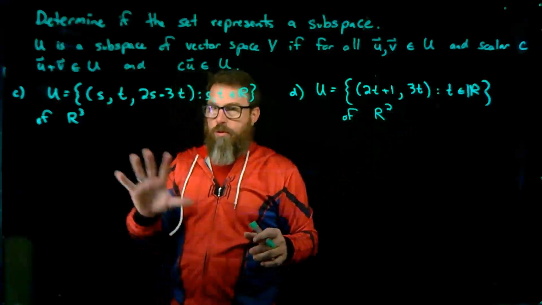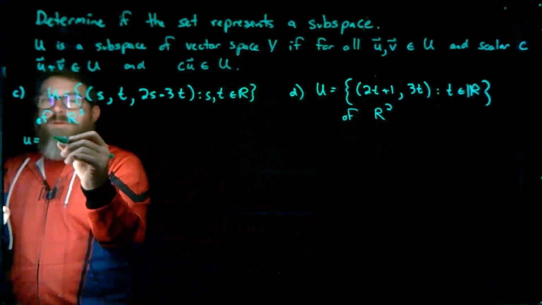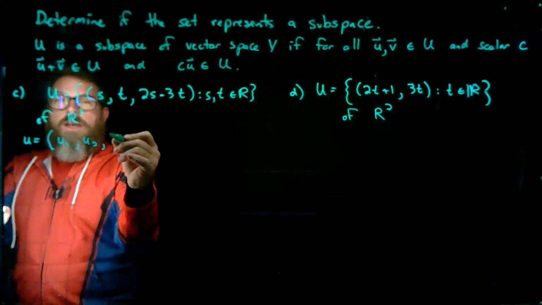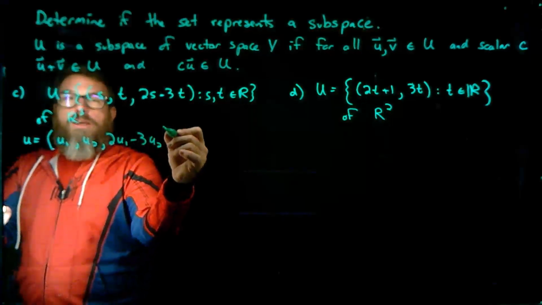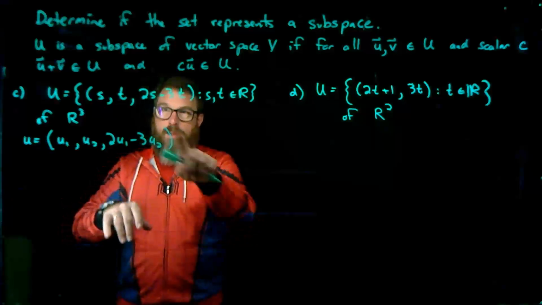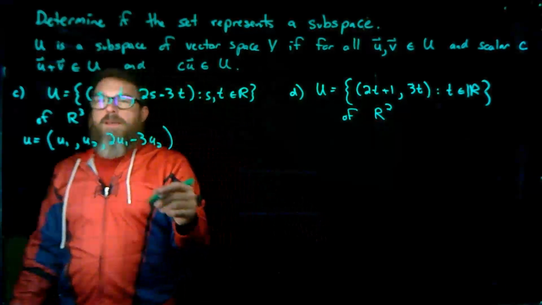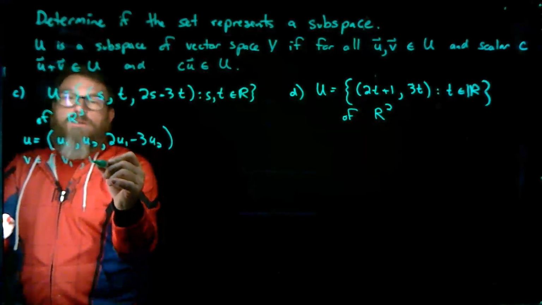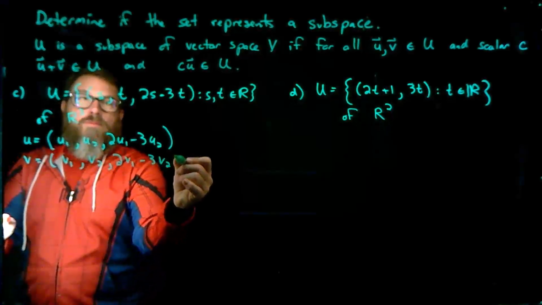So we'll do one at a time. First, I have to define a U vector. U is going to be equal to, let's say this is U1, comma U2, and this would be 2U1 minus 3U2. Again, what I like to do is if I define a U vector, I like to use U's in these spots. They don't have to be S's and T's. So then V is going to be the same kind of idea: V1 first component, V2 second component, 2V1 minus 3V2.